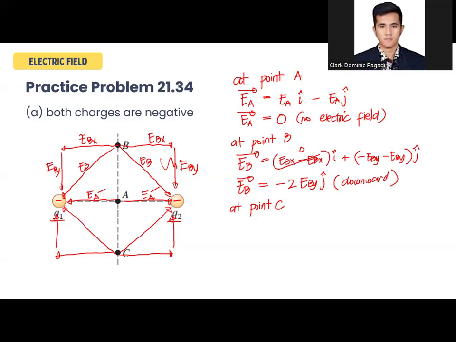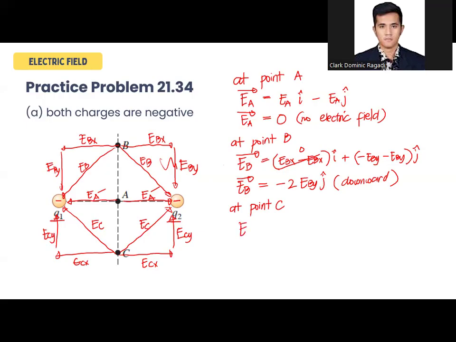Okay, so let's label our vectors. We have EC. Again, the magnitudes for Q1 and Q2 are equal, therefore the electric fields for both charges are equal. So EC1 and EC2 are equal, so let's just write it as EC. Here we have the components: this is ECX, then this is ECY. Then the same on the other side, this is ECY. Okay?